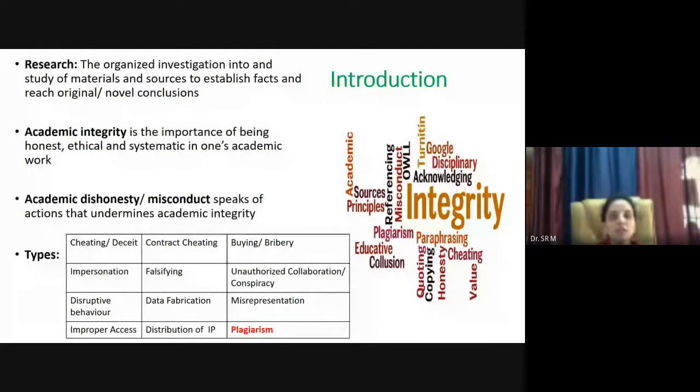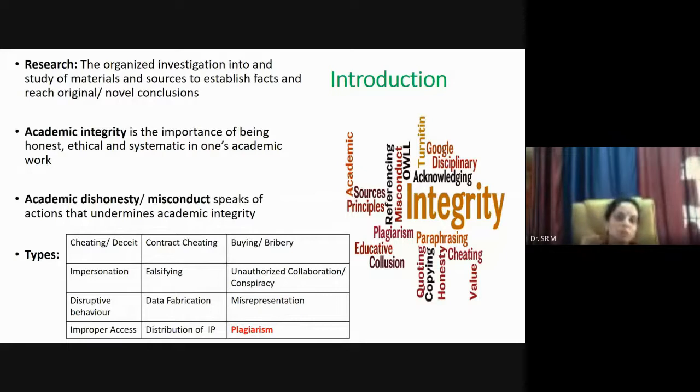So we have a concept called academic integrity. What does this mean? Is it really important in doing research? Yes. It is nothing but the significance of each and every researcher being honest, ethical, systematic in their own academic work. And when we have academic integrity, it tells us that we are not misrepresenting anything, we are not falsifying our findings, and we are also not taking credit for somebody else's works.